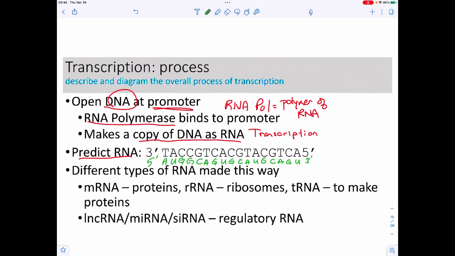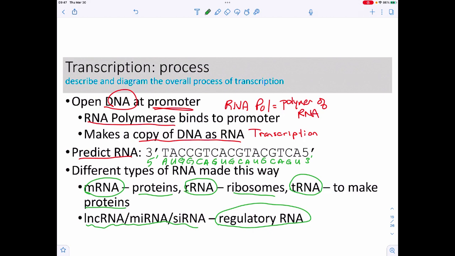It turns out that there are actually several types of RNA produced. We can make one type called mRNA, and it's used to make proteins. We could use a different type of RNA called rRNA, and it makes ribosomes. We talked about those a long time ago. We could have tRNA, and these help out with making proteins. We also have these weirdos down here: lncRNA, long non-coding RNA, miRNA, microRNAs, and siRNAs, which are small interfering RNAs. These are all regulatory, meaning they help turn things on and off.